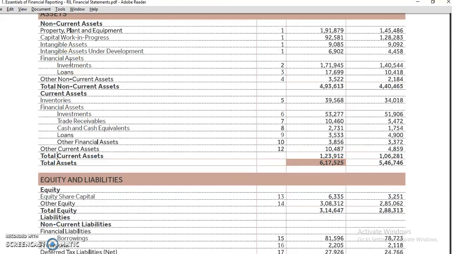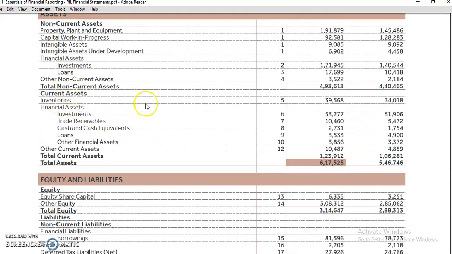Financial assets are long-term investments or long-term loans that the company has given. Here you can see that Reliance has made total investments nearly equal to their property, plant and equipment, and we will look into the details of those investments in a bit. Then you have total other non-current assets. You will see the details of these non-current assets in note number 4. We will be looking at it as well.